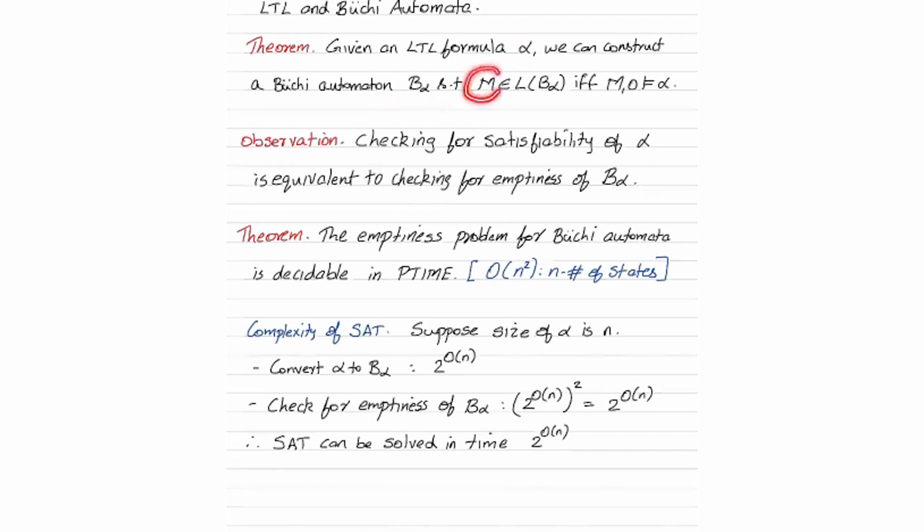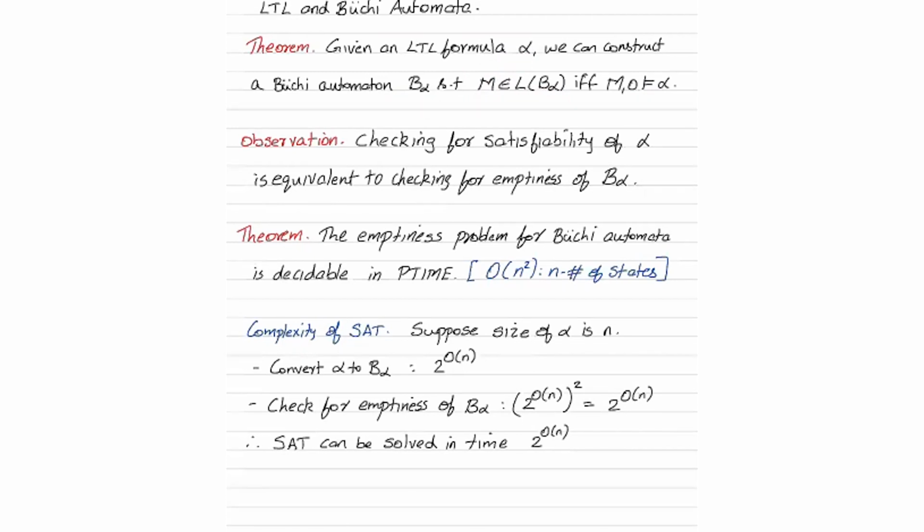Such that a model M is an element of the language of this Büchi automaton, or in other words, M is accepted by this Büchi automaton, if and only if M is also a model of the formula. So given a formula, I can construct a Büchi automaton such that every word accepted by the automaton is also a model of the formula. That's basically what it says. Now, what does that mean?